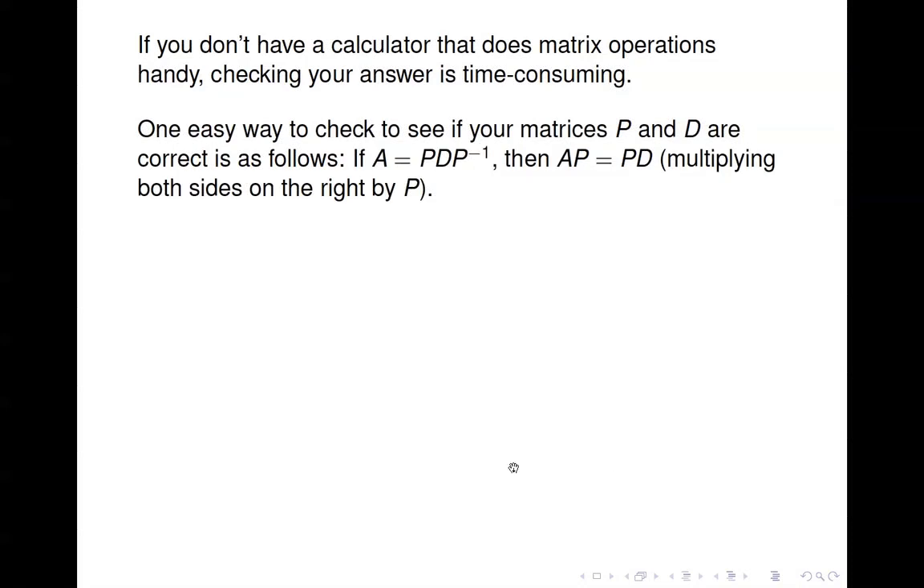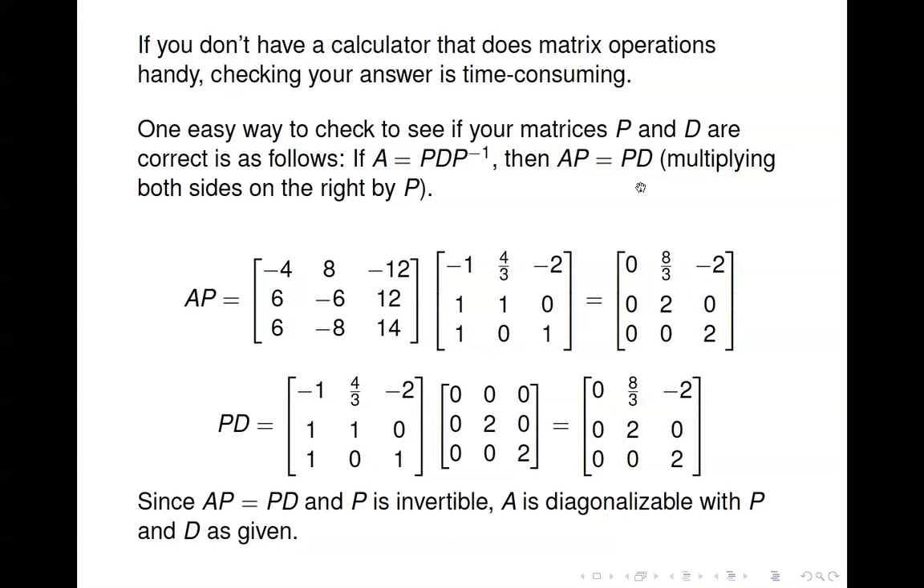And that is to note that if A is equal to P D P inverse, and we multiply both sides of that equation by P on the right, then we end up with P inverse times P, which goes away, and on the left-hand side we have A times P. So AP would equal PD, and we can compute both those matrices since it only involves multiplication of matrices. You don't have to find any inverses. So you can check to see if AP is equal to PD. If we compute both of those, you can see that in this case they are indeed the same, and so we can conclude that our P and D are correct.